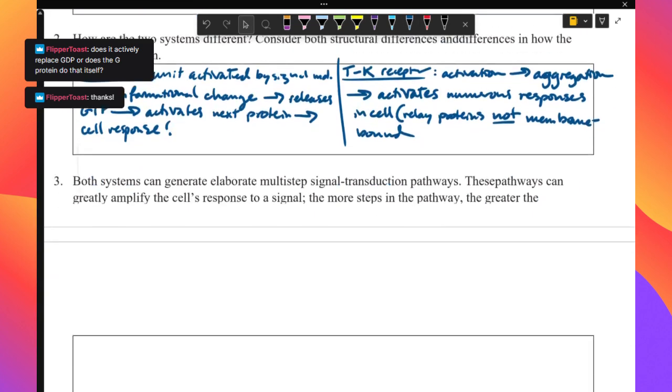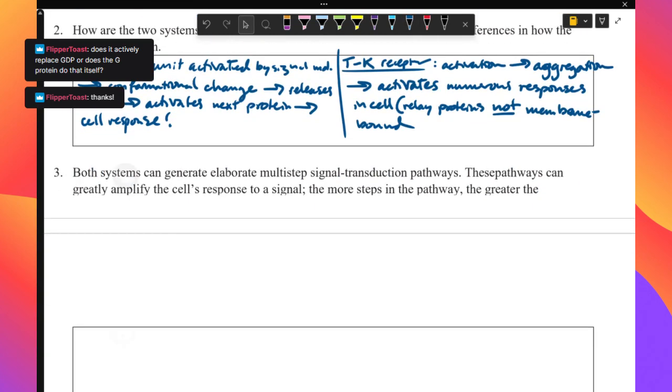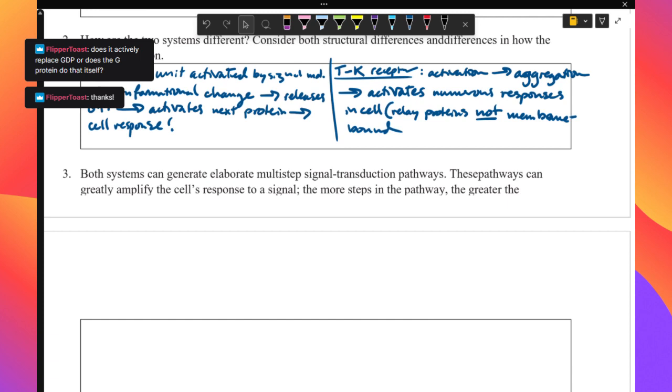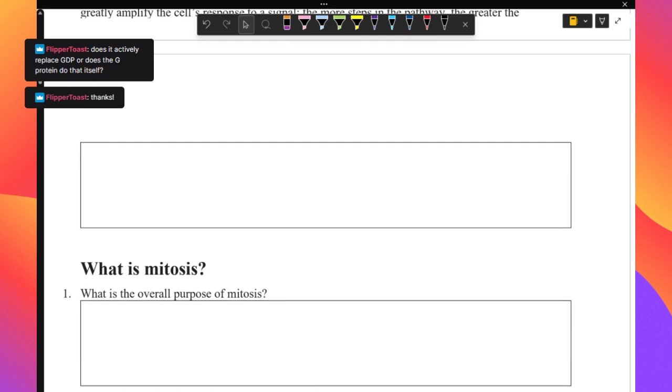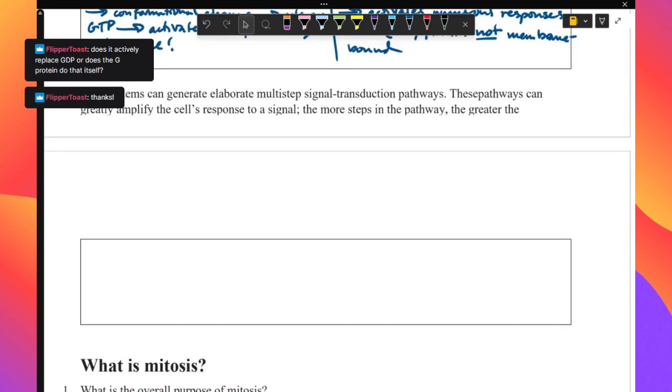No problem. Alrighty. Unfortunately, our sheet got a little split here on the printing. So both systems can generate elaborate multi-step signal transduction pathways. These pathways can greatly amplify the cell's response to a signal. The more steps in the pathway, the greater the what? What is this supposed to say?